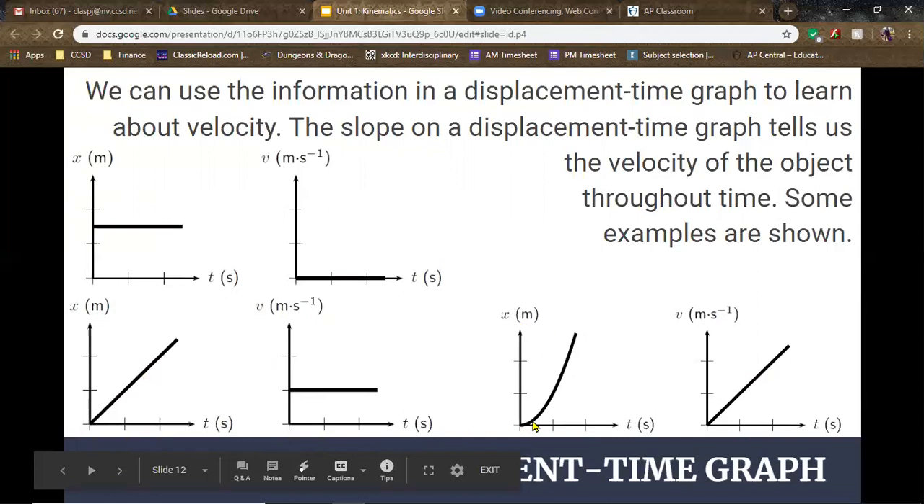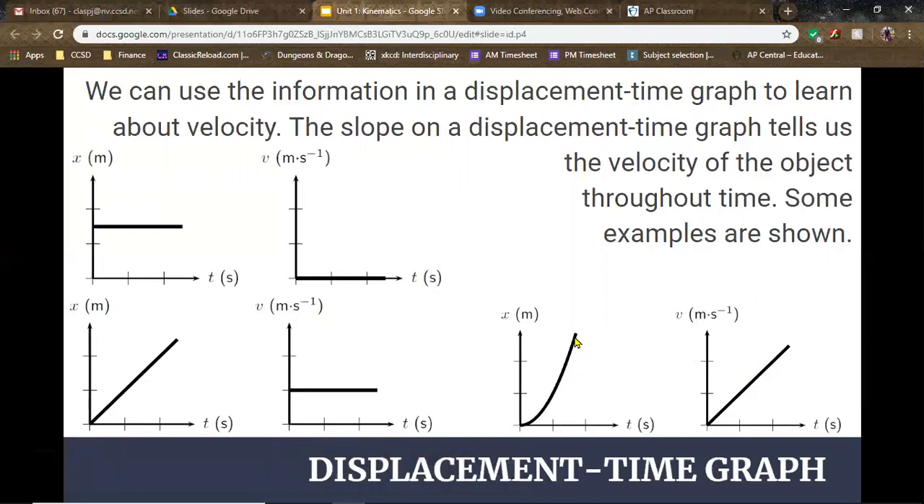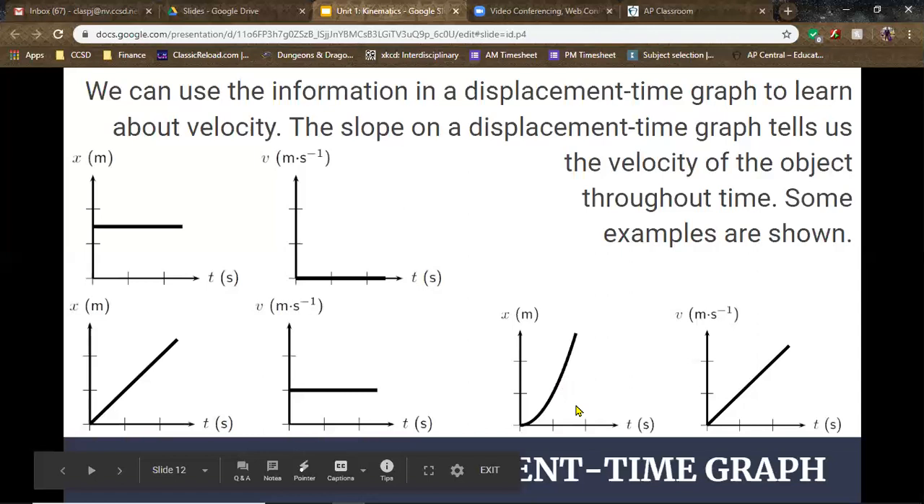Here we have a curved line. So the object is changing position, but it's not changing at the same rate. We see that the slope is constantly getting bigger and bigger, so it's speeding up. Because it's getting larger and larger in the positive direction, we should see a velocity that's increasing. All right, it's increasing. And if this is quadratic, we would say it's increasing at a constant rate.